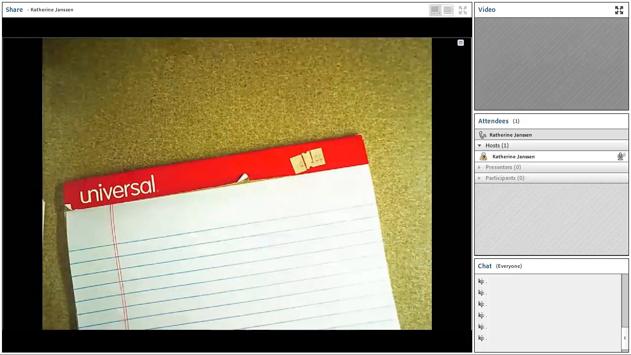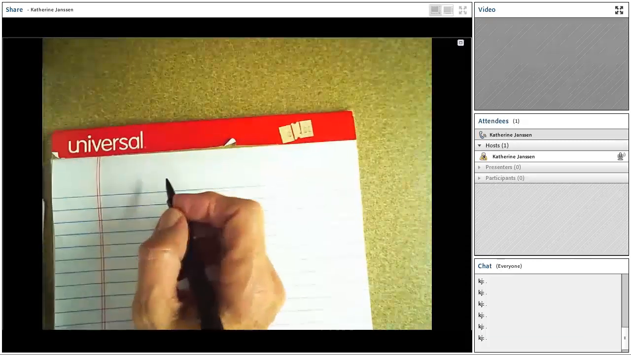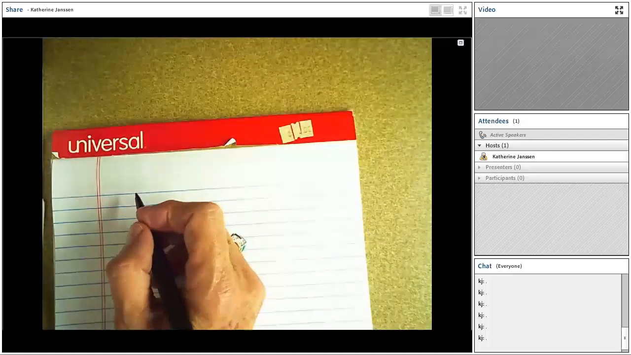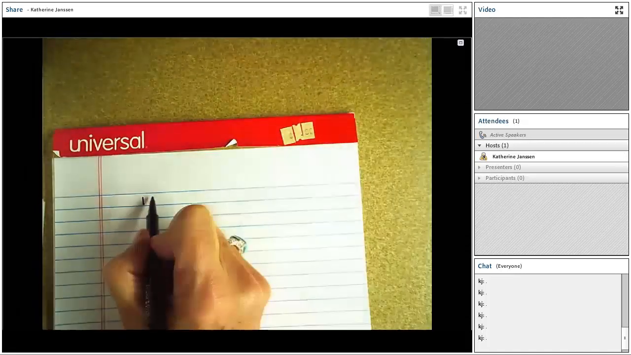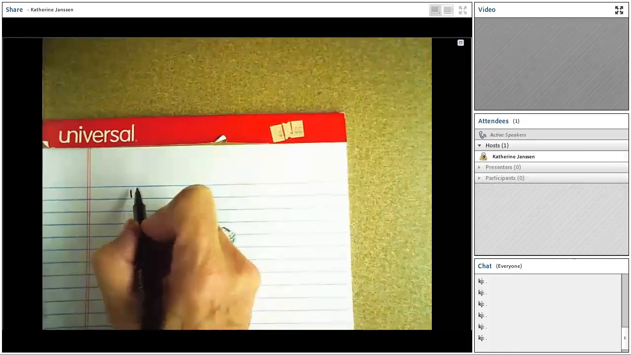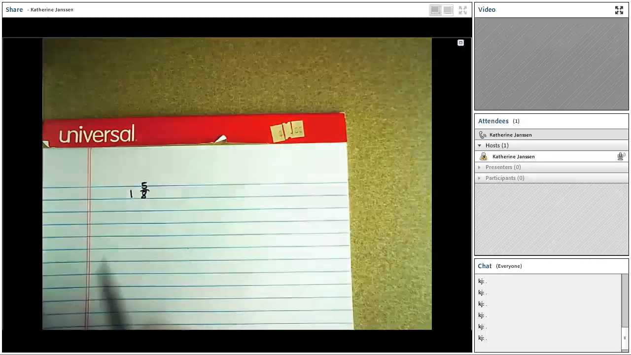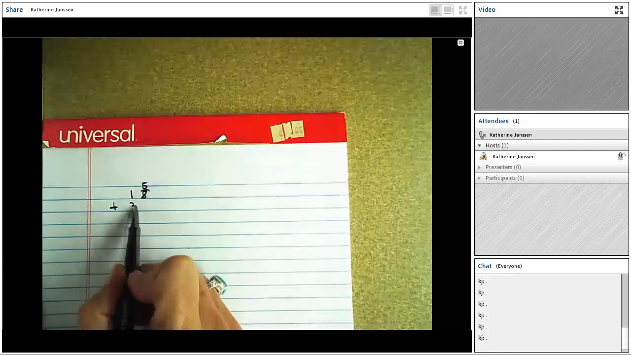Well, then with section 3.5, we are looking at addition and subtraction using mixed numerals. So a mixed numeral, we have a whole number and its fractional part. So 1 5/8. Here's a whole number and its fractional part. We're going to add 3 1/8.